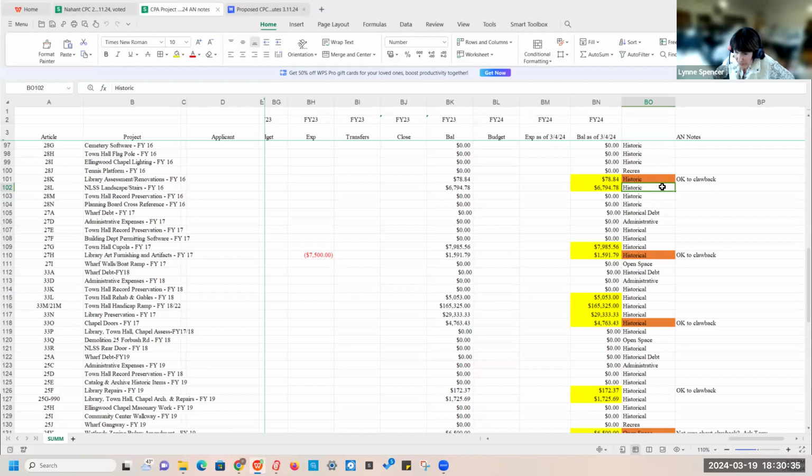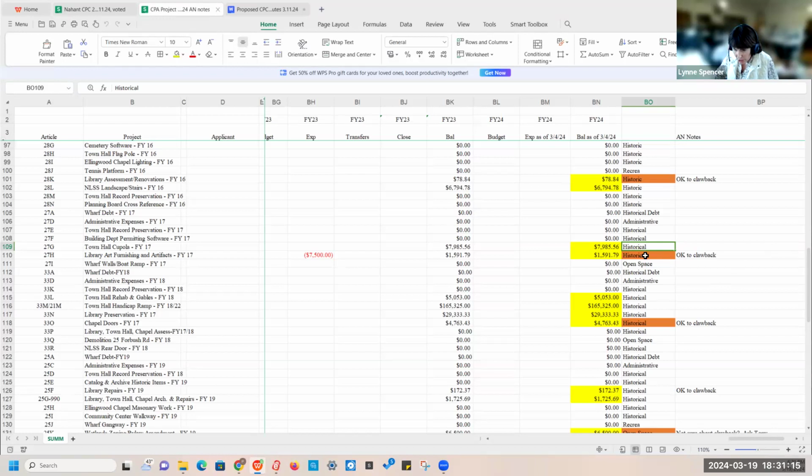Next up, there still is a balance in the life-saving station landscape and stairs. I would like to keep that intact because there's more that could be done over there, specifically in terms of chain link fencing and the beach. Next up, there's a little bit more money in the town hall cupola project. We should leave that intact. That is for that weather vane that is taking a long time, but it will happen.